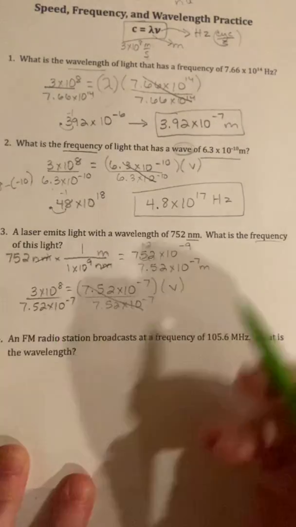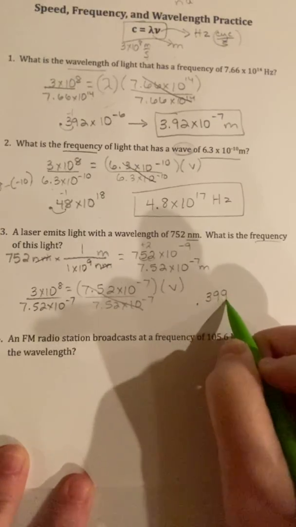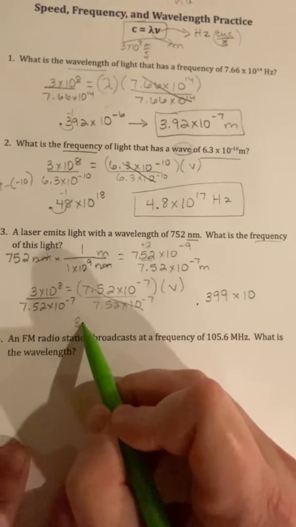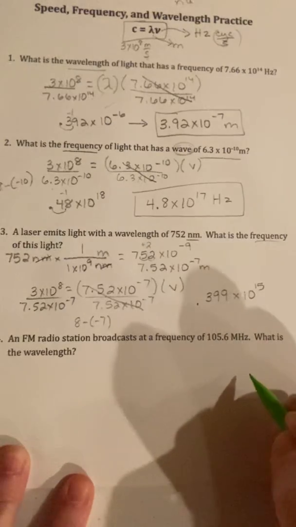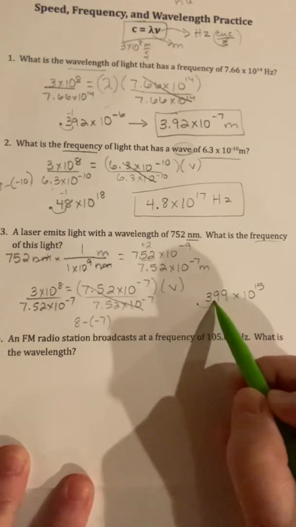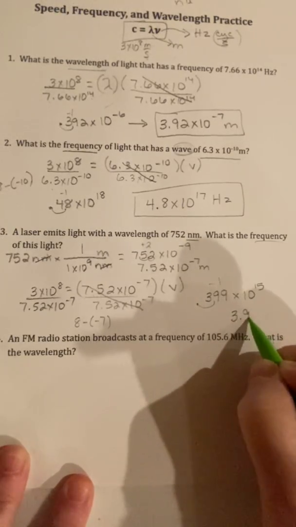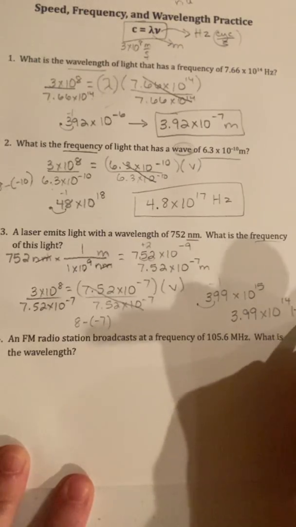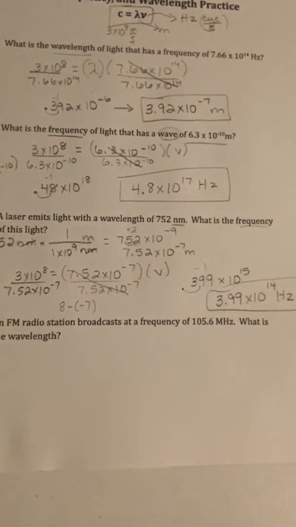0.3, let's see, we need 3 significant figures, so that's going to be 0.399 if I round correctly. And then I've got to figure out my exponent. I've got 8 minus a negative 7, so that's going to be positive 15. So again, I need this in correct scientific notation, so I'm going to move this 1 to the right. That's a negative 1. So my answer will be 3.99 times 10 to the 14th hertz. And that's what you get for that one.